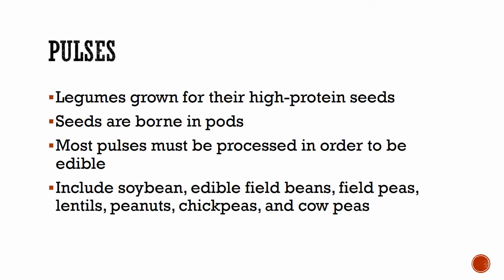Okay, pulses. These are legumes that we grow because they have a really high protein seed. This is very important with a lot of developing countries because they can grow legumes or pulses because they want that protein. A really common one that we see in developing countries and developed countries, and that's easier for us to grow in America, is a soybean.